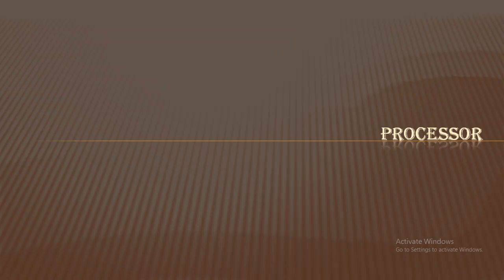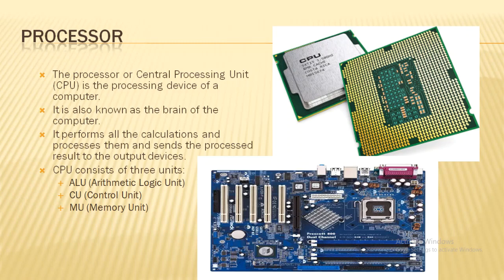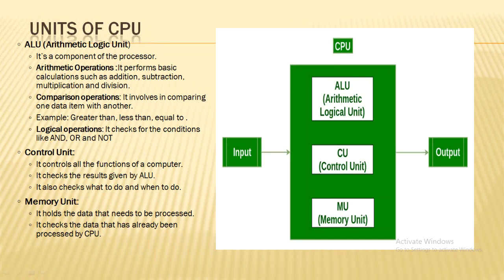Okay, now the first one I'm going to explain is the processor. So what is the processor here? CPU, Central Processing Unit. You know that the CPU is the brain of the computer, and whatever instructions you give are performed by the CPU processor only. The CPU consists of 3 sections, which you are already aware of: ALU, CU, MU, Arithmetic Logic Unit, Control Unit, Memory Unit. ALU performs arithmetic calculations like addition, subtraction, multiplication, comparison operations like greater than, less than, and logical operations like AND, OR, NOT. These types of instructions are performed by the ALU.